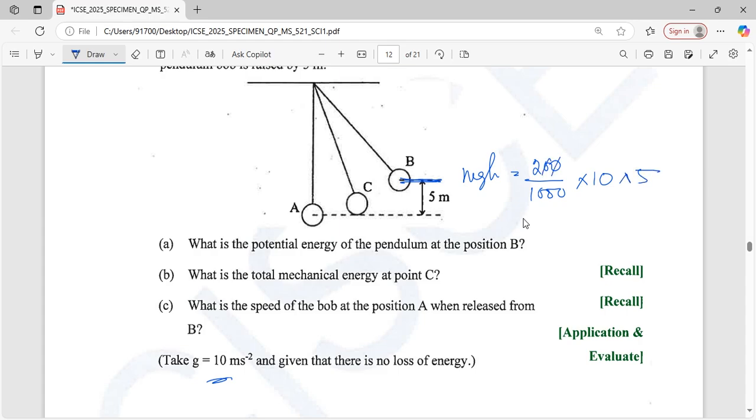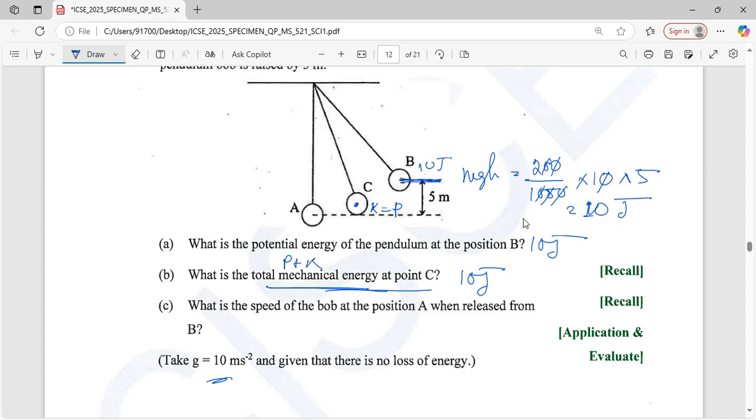So 0.2 times 10 times 5 gives the energy. The SI unit is joule. That is 10 joule. Total mechanical energy at point C: the kinetic energy equals the potential energy, and the total energy is the same, by the energy conservation law. Mechanical energy means potential energy plus kinetic energy.